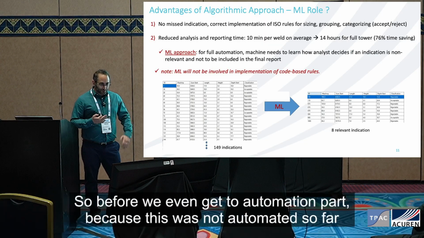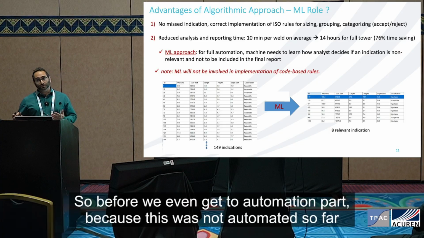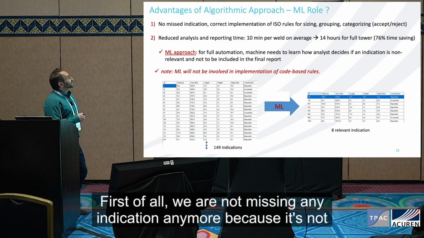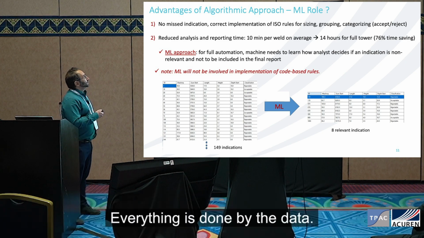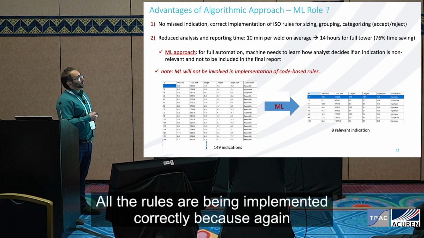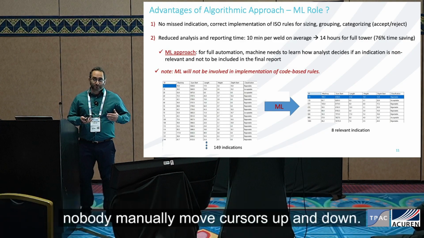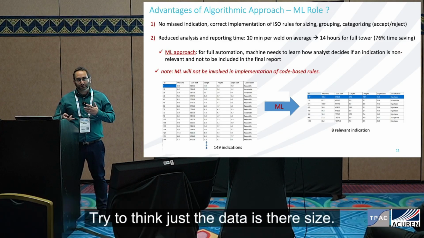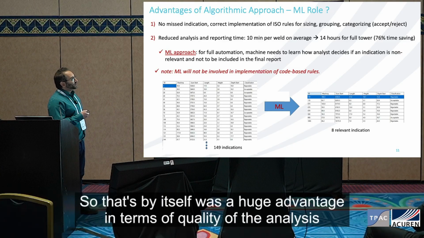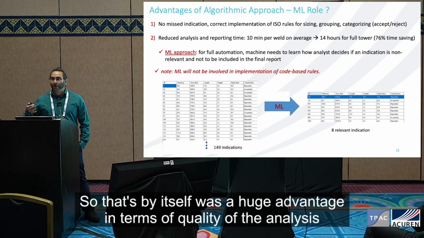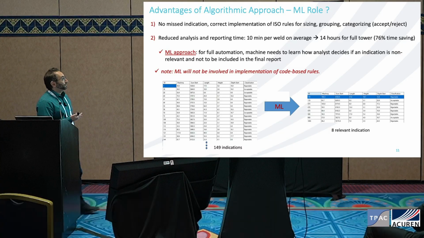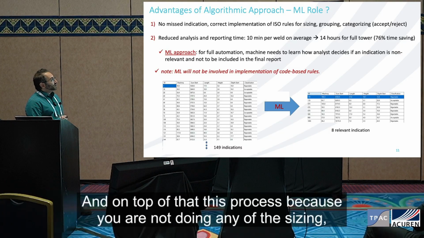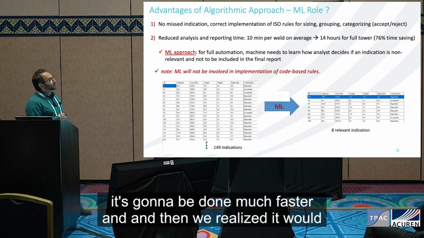Before we even get to the automation part, because this was not automated so far, we were involved in making decisions. First of all, we are not missing any indication anymore because it's not a technician moving cursors trying to find indications. Everything is done by the data. So no misindication. All the rules are being implemented correctly because, again, nobody manually moves cursors up and down trying to think, the data is there, it's sized. That by itself was a huge advantage in terms of quality of the analysis, since it reduces the requirement for audits and everything. And on top of that, because you're not doing any of the sizing, this process is going to be done much faster.